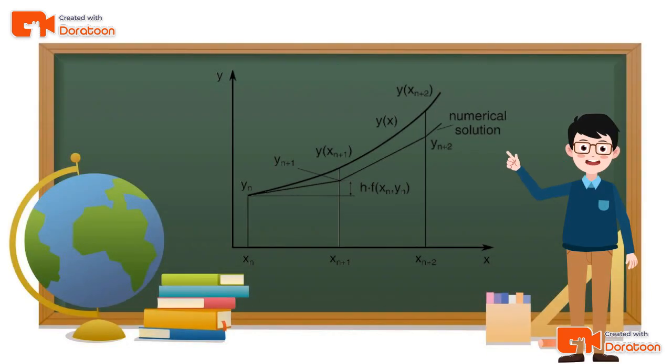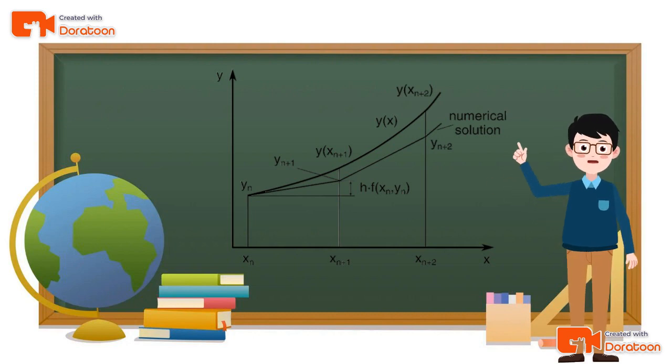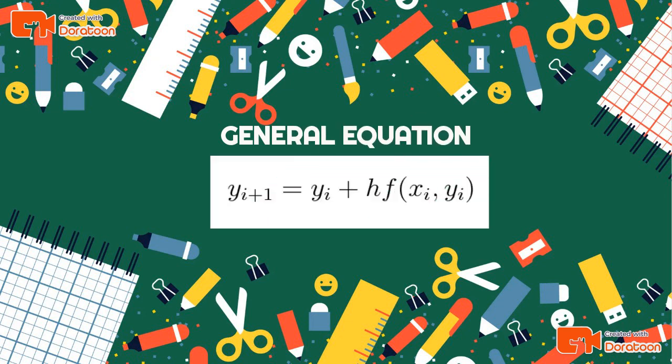In Euler's method, you can approximate the curve of the solution by the tangent in each interval, that is, by a sequence of short line segments at steps of h. In general, if you use a smaller step size, the accuracy of the approximation increases. This is the general formula for Euler method.